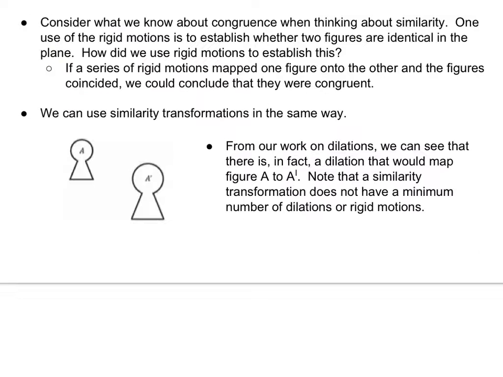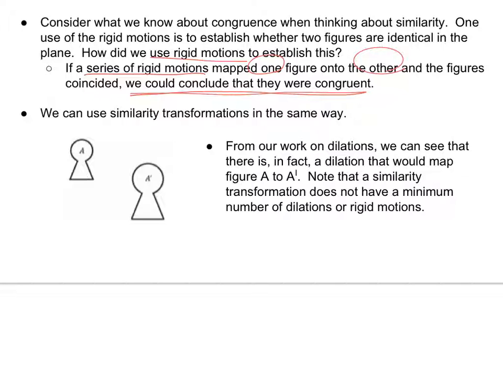Okay? Alright, consider what you know about congruence when thinking about similarity. One use of rigid motions is to establish whether two figures are identical in the plane. That's when we did rigid motions. We would have a series of rigid motions and we would have one figure map onto another figure, and then we would conclude that they're congruent. We can use similarity transformations in the same way.